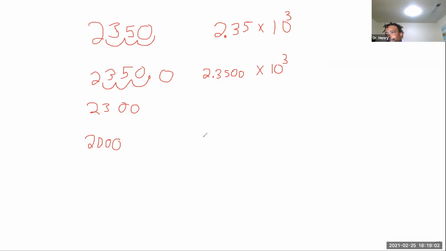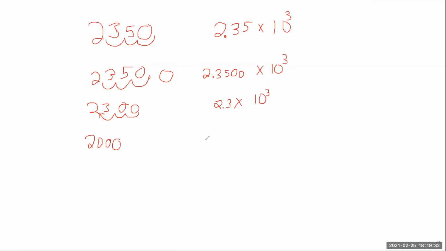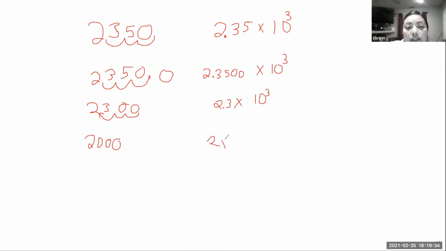What about here? This number has 2 sig figs, but move it over 1, 2, 3. So then 2.3 times 10 to the third, right? Yeah. And the last one? 2 times 10 to the third.